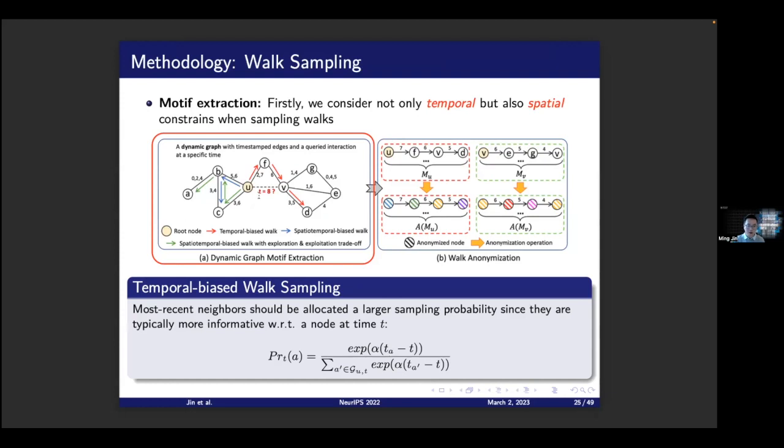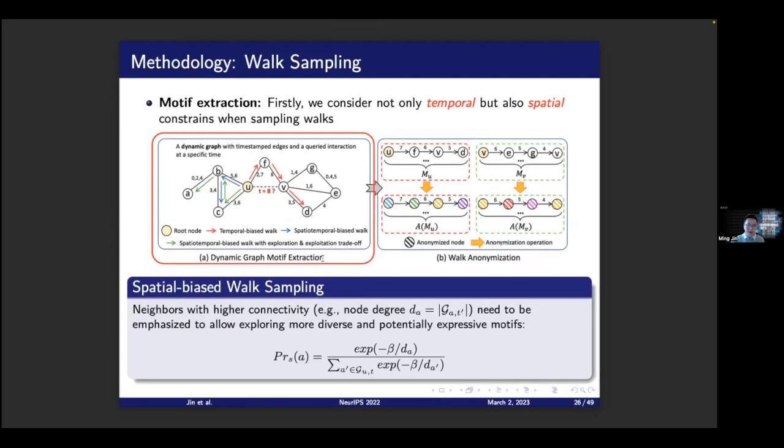For example, if the current time is t equals 8, we are more likely to sample this node f, because there is an interaction appearing at time 7. So f is more desired. Following these temporal biased sampling strategies, we have UFVD, right? On the other hand, merely considering the temporal biased information is not informative enough.